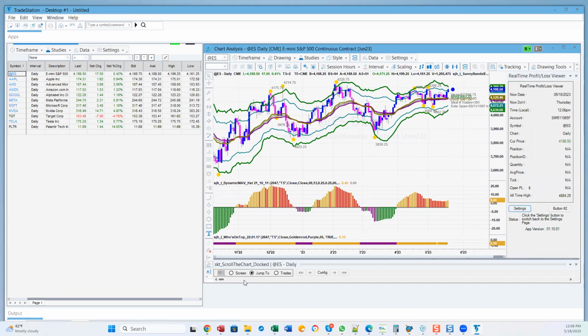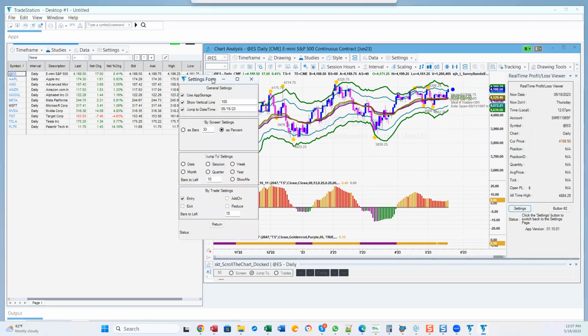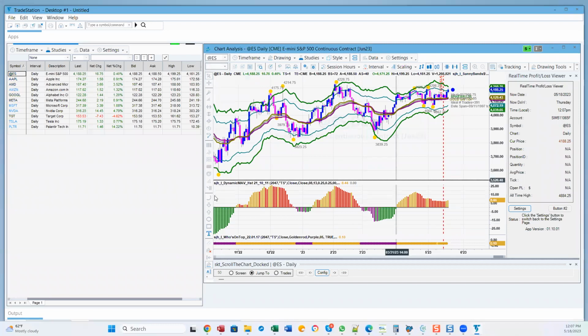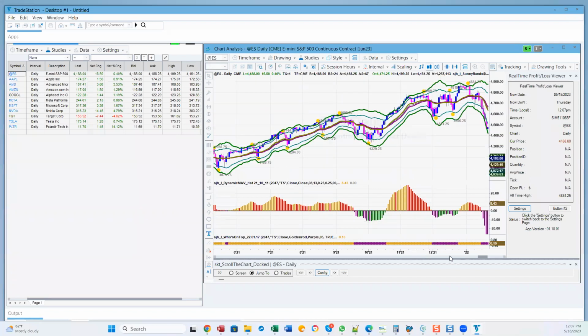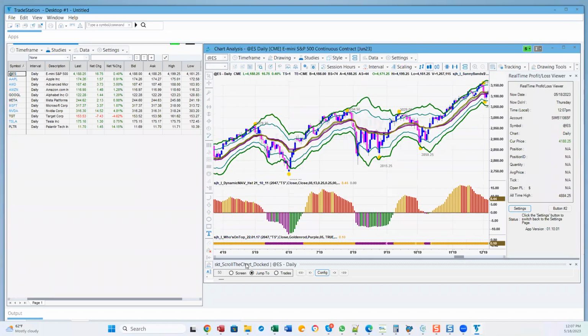And Sam has another indicator here, Scroll the Chart, docked. He docks this at the bottom of the chart. If I wanted to jump to a particular date, this thing pops up over there. So I could say jump to 5:15 if I want to see a couple of days ago. Oh, that's daily. Yeah, so it did. It would jump back to 5:15 and put this vertical line there. So sometimes when you want to go to a specific place and you're pushing the scroll bar and you can't see the dates, this Scroll the Chart docked is fantastic.